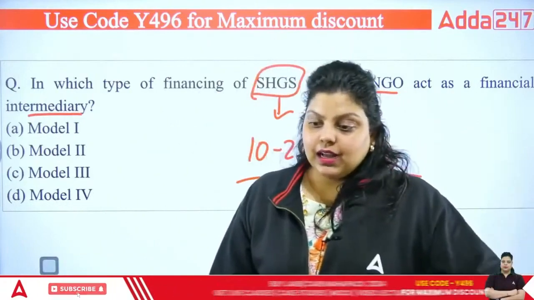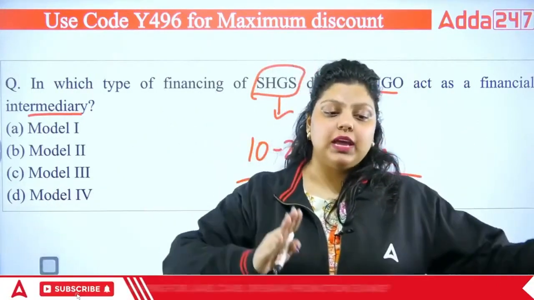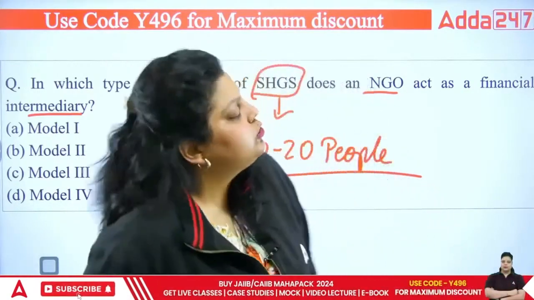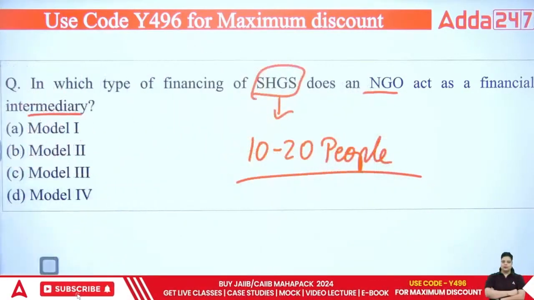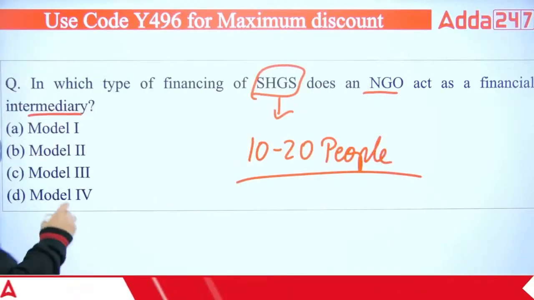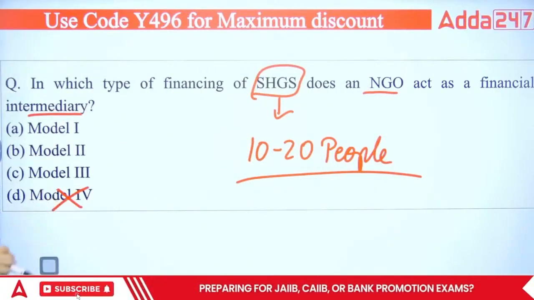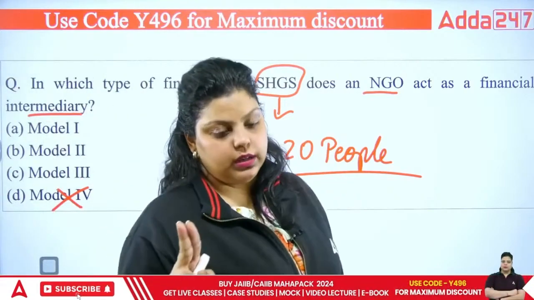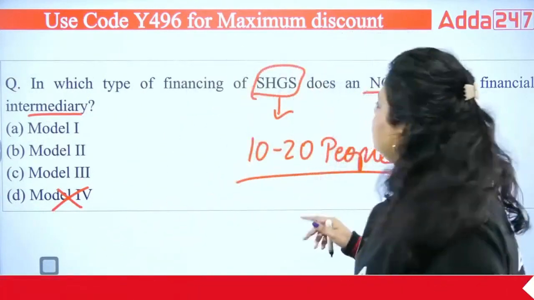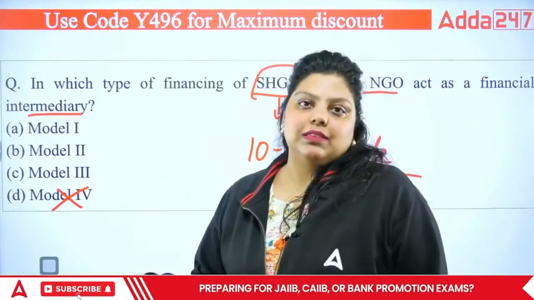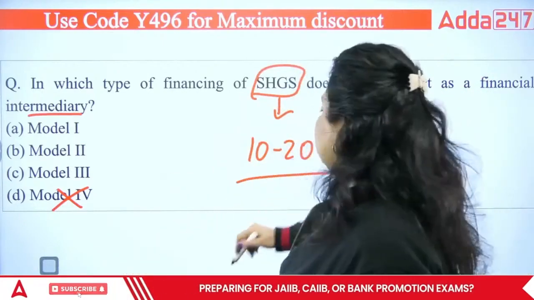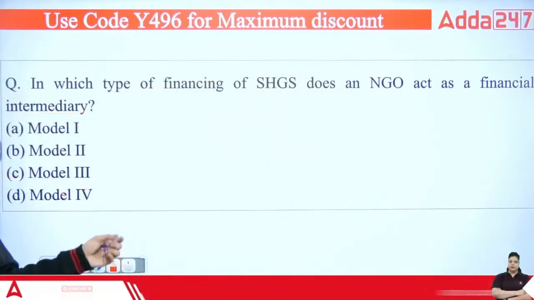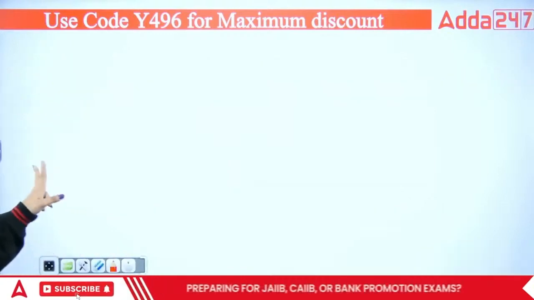It allowed that self-help groups can be linked to the banks, and on that they are allowed to take a loan from the bank. So self-help group have 3 models: model 1, model 2, model 3. Model 4 is not a model in self-help group. NGOs are the part of model 2 and 3 only. In model 2, they work as a financing agency, or in model 3, they work as financial intermediaries. So the right answer will be C.